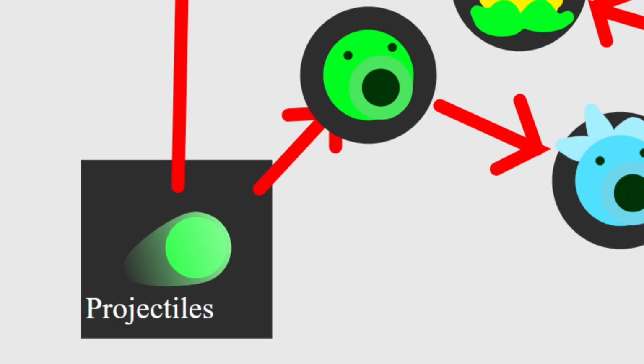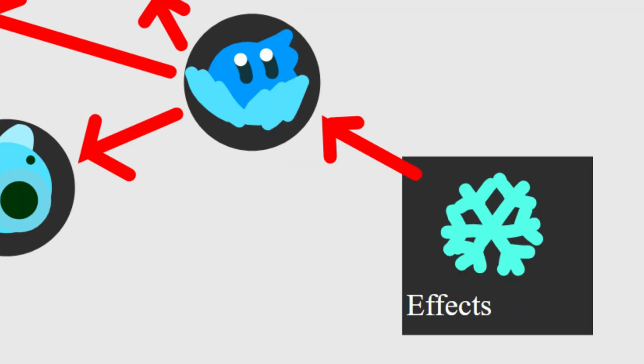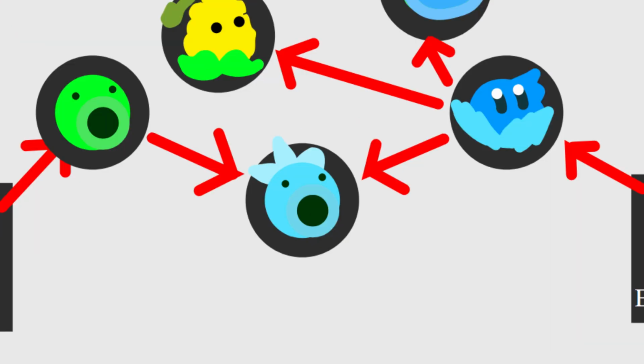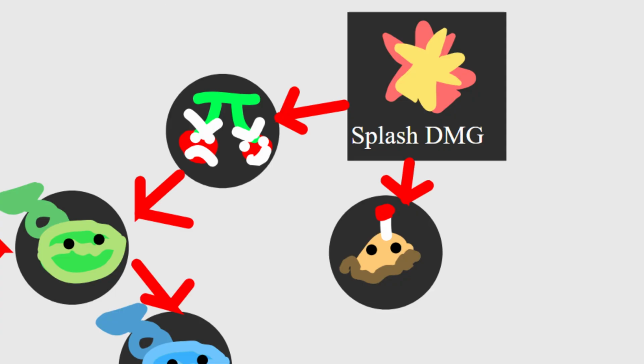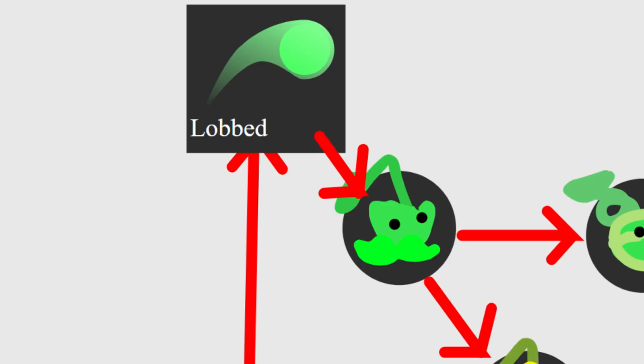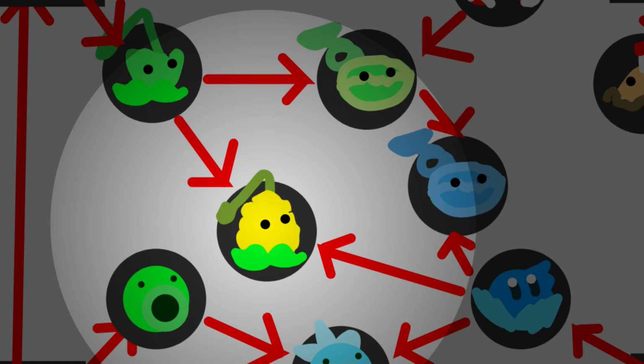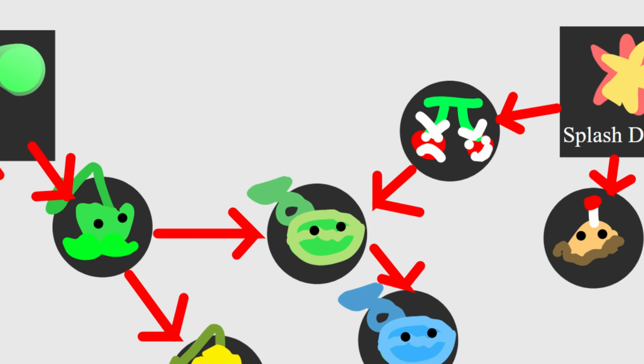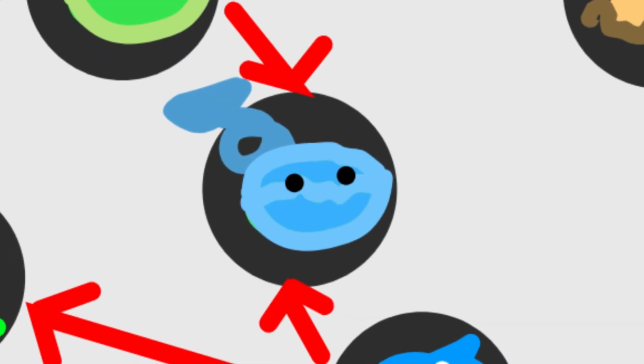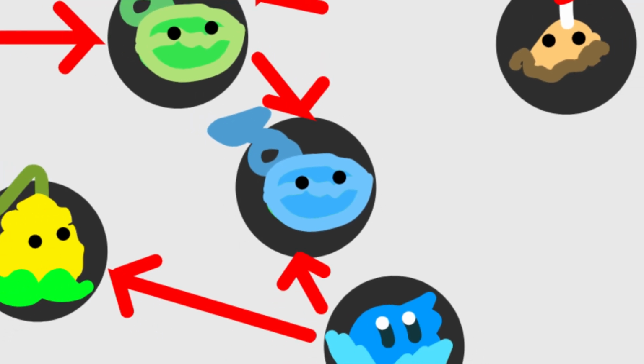As an example, firing projectiles unlocks pea shooter, and adding effects like cold unlocks iceberg lettuce. Having both unlocks snow pea. Adding splash damage unlocks cherry bomb and potato mine, and adding lobbed attacks unlocks cabbage pole. If you combine effects and lobbed attacks, you can get kernel pole, and lobbed attacks with splash unlock melon pole, and all 3 of these features combined makes winter melon.